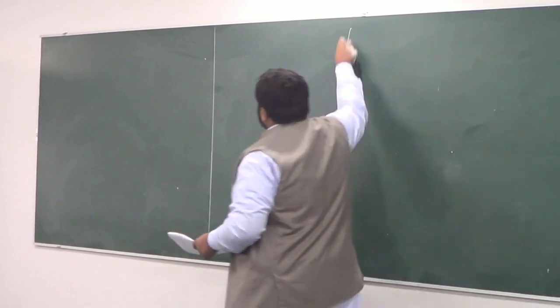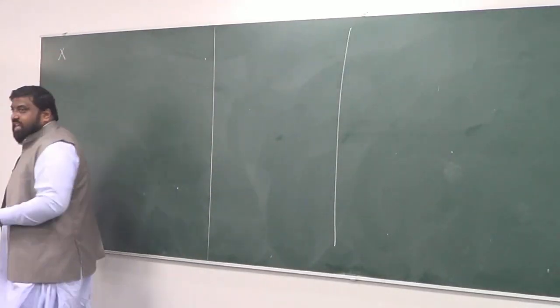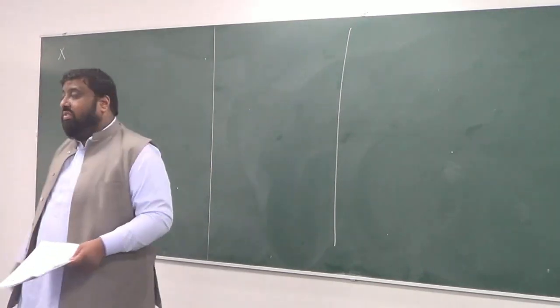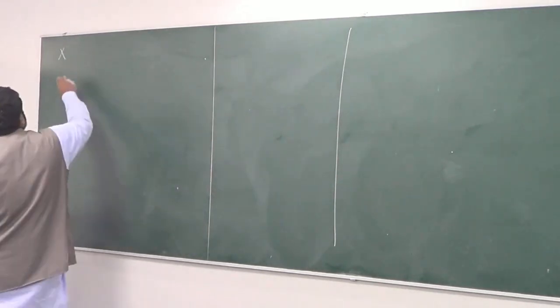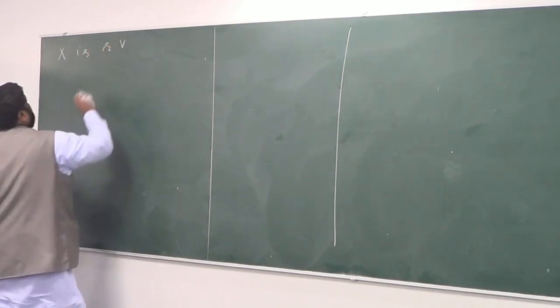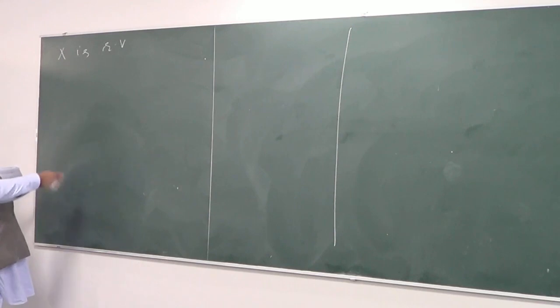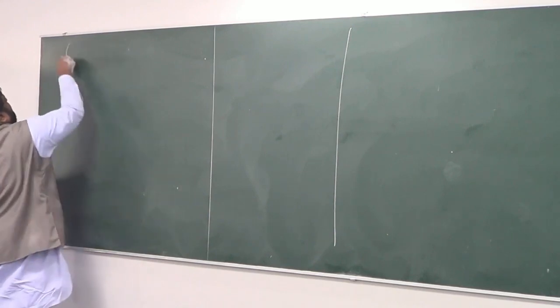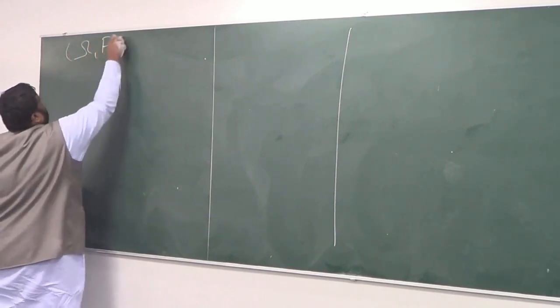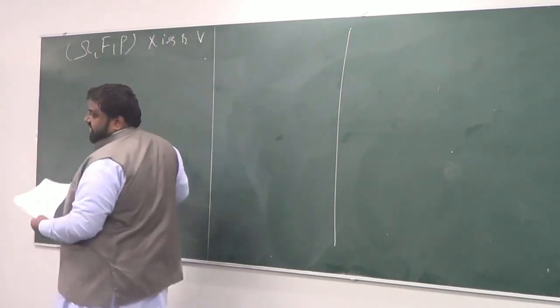I also gave this question in the exam. If X is a random variable, then X naturally induces a probability measure and hence a probability space. Imagine I have a probability space (omega, F, P) and X is a random variable in it.